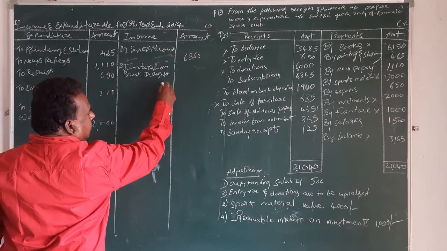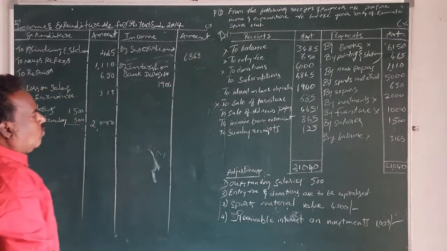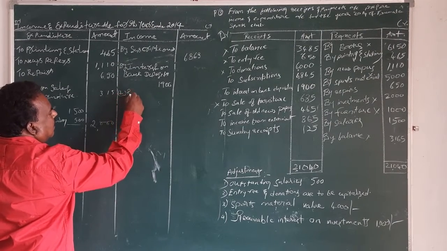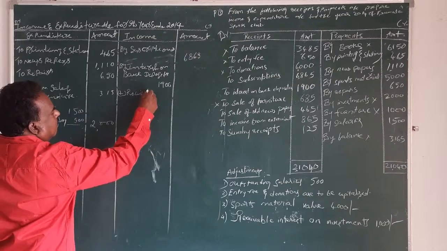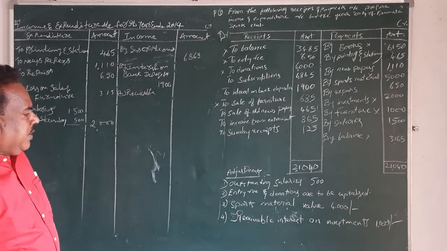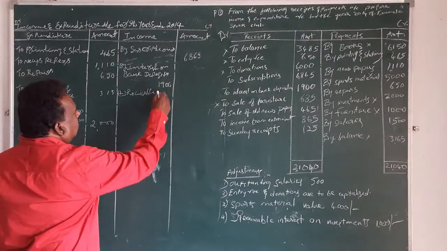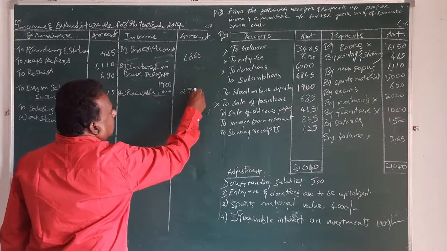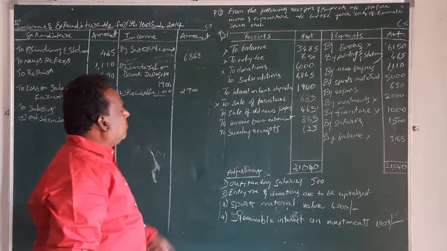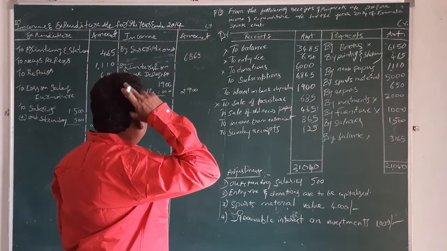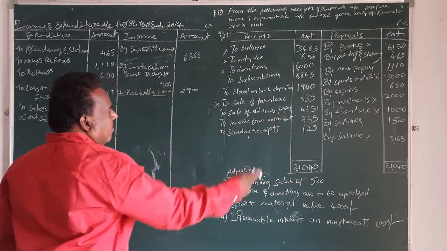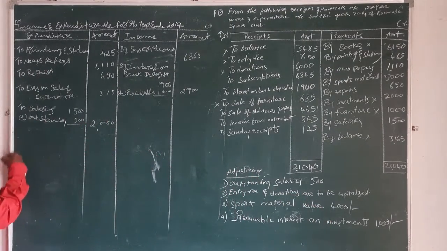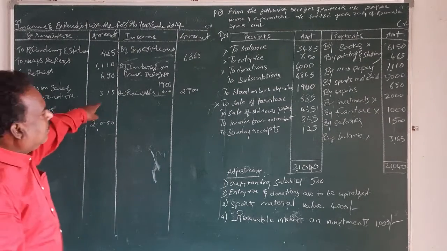1,900 plus receivable interest on investments 1,000, total 2,900. Next, sale of furniture 685, cost of furniture 1,000. It is a loss, so it must be recorded. To loss on furniture, yes, it is already recorded.